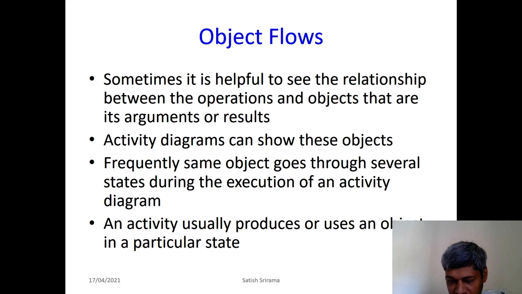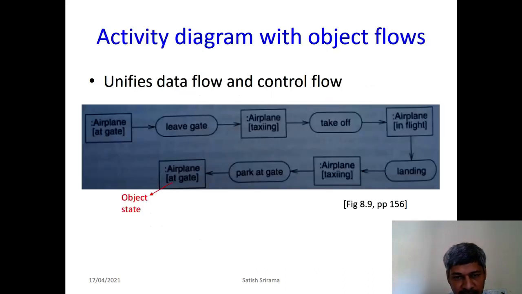So let's see them with an example. Again, let us think about the same airplane. The airplane is the object here. That's why we have this airplane. And it can be in different states. It can be at the gate, in taxiing state, or in flight.